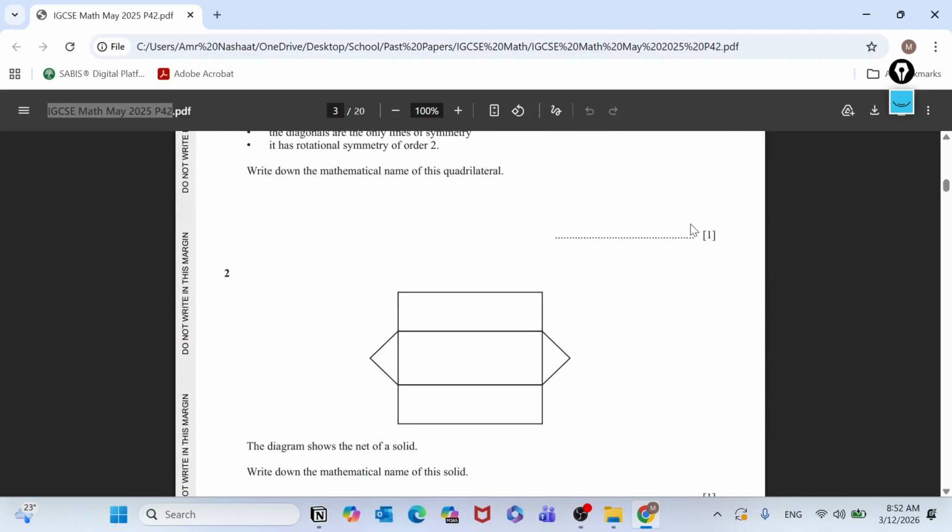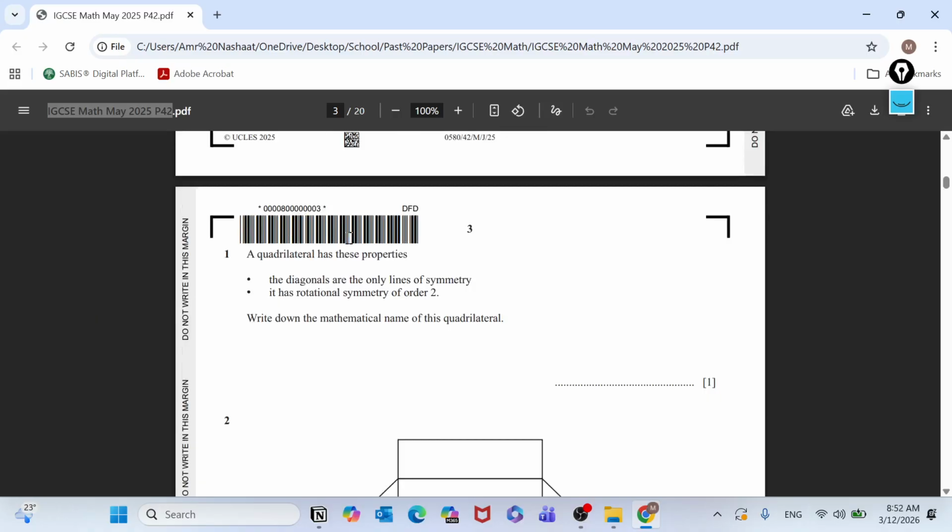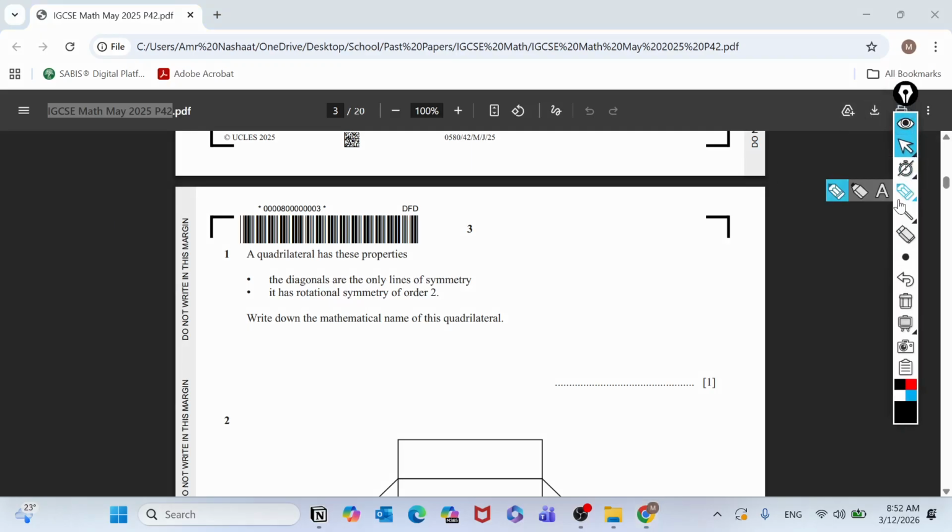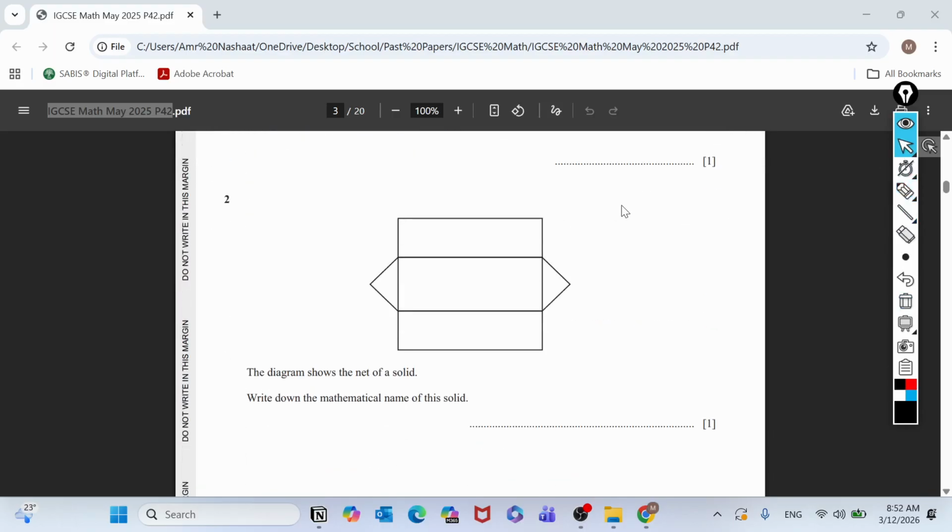Okay. A quadrilateral has these properties. The diagonals are the only lines of symmetry. It has a rotational symmetry of order 2. Guys, just a rhombus. You just memorize them. Just memorize the quadrilaterals. Yeah, parallelogram, rectangle, all of those. There's 6 of them. Yes, just memorize it.